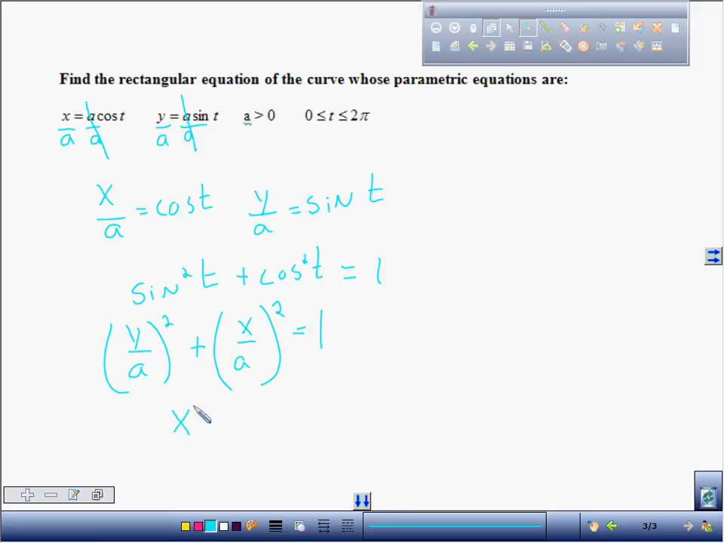I get y squared plus x squared equals a squared, I'm sorry. So you guys see where a squared. Alright. Y squared over a squared plus x squared over a squared equals 1. And then I multiply through by a squared and I get this. What's this the equation of? It's a circle with a radius of a.